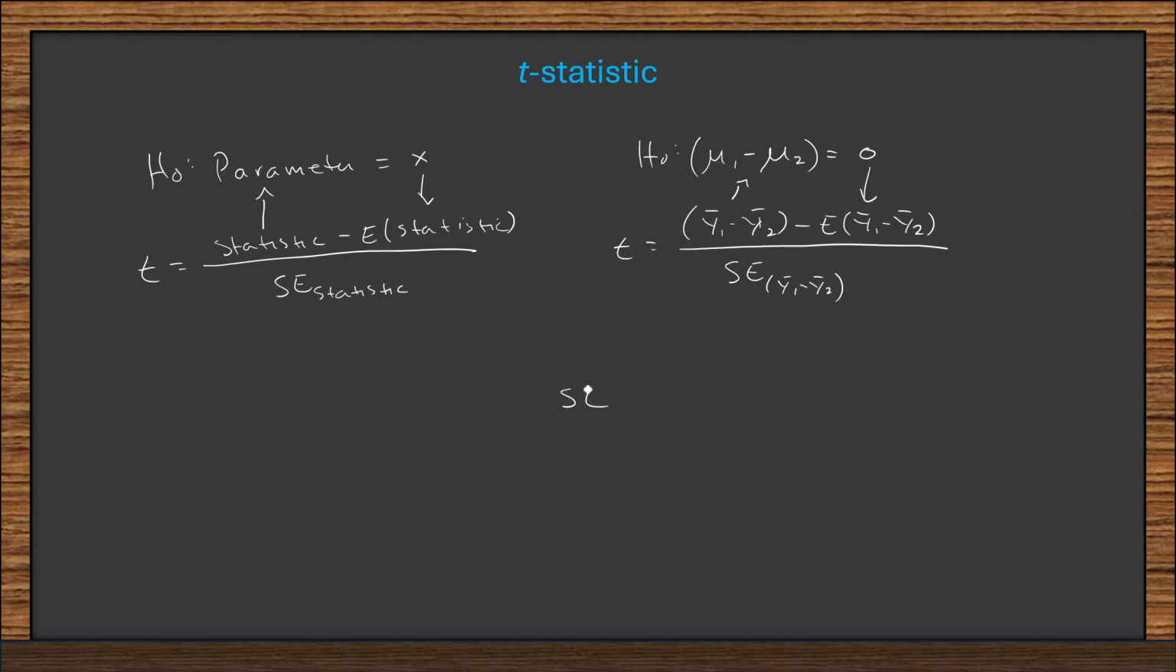Now, the standard error of the difference in the sample means is equal to the square root of what's called a pooled variance, we'll talk about that in a moment, divided by the sample size for the first group, plus the same pooled variance divided by the sample size for the second group. This pooled variance plays an important role in the two-sample t-test.